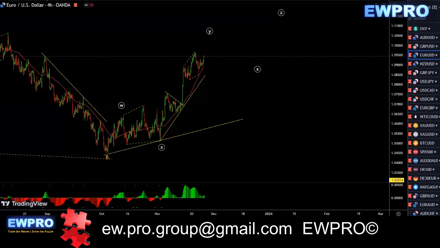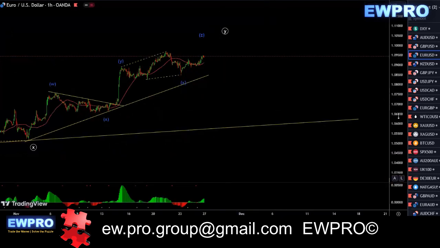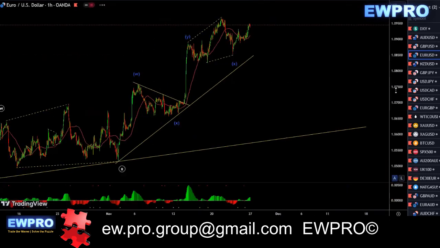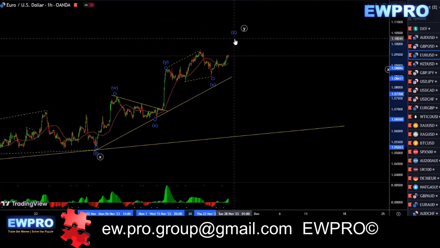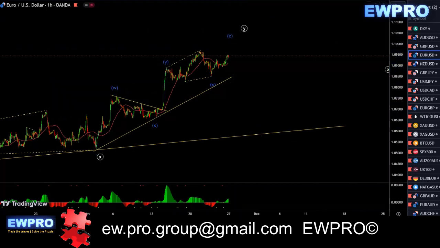On the H4, on the H1, we are getting that wave Z up. We got this 1, 2, 3, 4. We're getting this fifth one up. We've already broken the ending point of wave Y, so it can finish at any time.